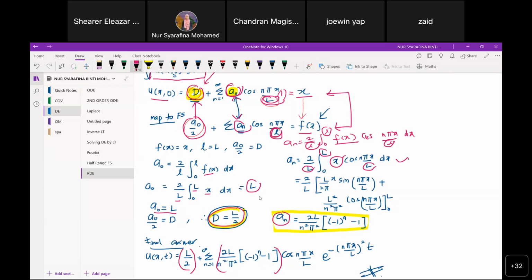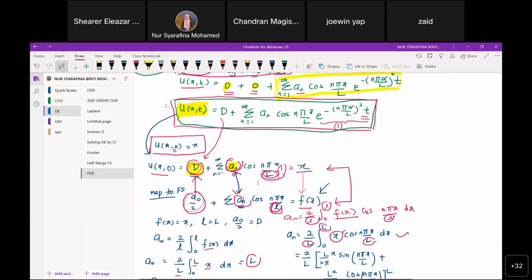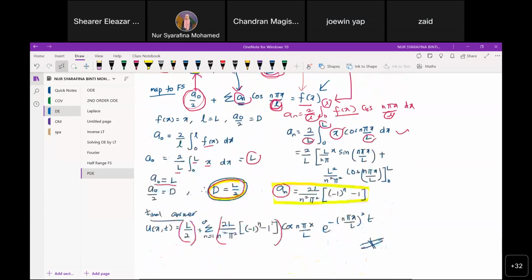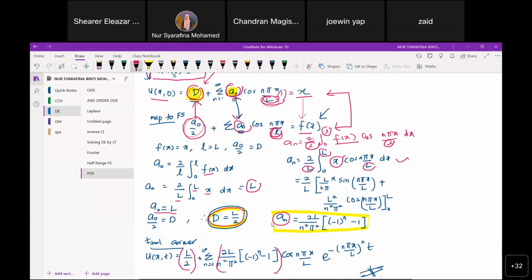Then substitute into the function obtained in the extension. The constants d and a_n are no more. So this is your final answer. Final answer is obtained when all conditions are fulfilled. All right. Understand or not?